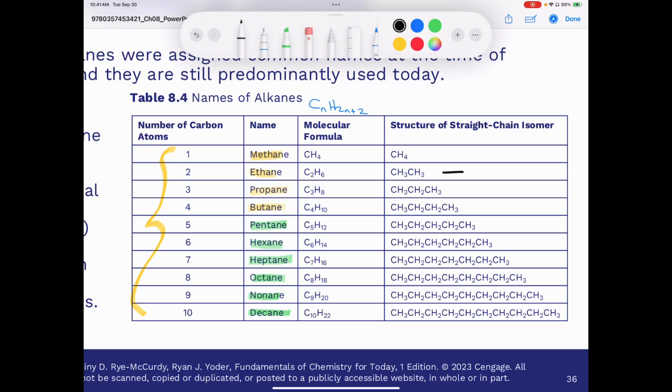But for ethane, you'd have two carbons connected like this. For propane, it would look like this. Butane is 1, 2, 3, 4. Pentane would be 1, 2, 3, 4, 5. Hexane would be 1, 2, 3, 4, 5, 6. That's better.